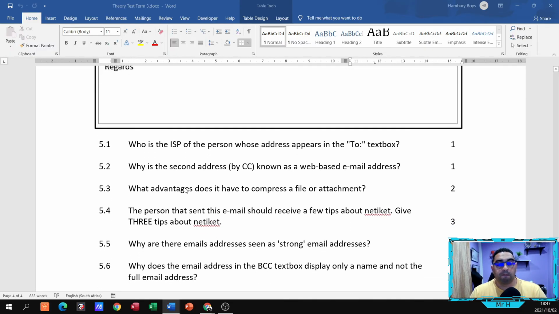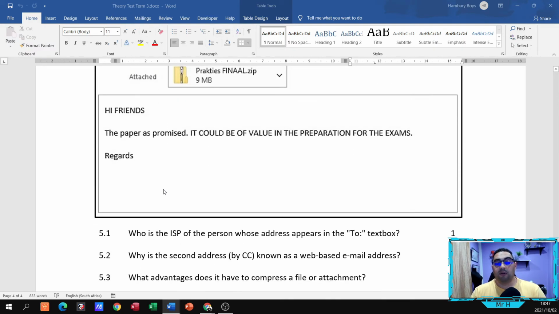What advantages does it have to compress a file or attachment? Well, the main advantage is that you're just making things smaller. You are taking a whole bunch of files and putting them together, and you're able to make that combined size a lot smaller than what it would have been, which means you can simply email that to someone.